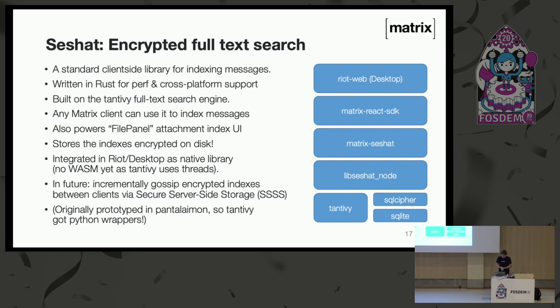Interesting things that we can do with Seshat is that it's cross-platform in Rust, so we could easily integrate it in other clients, not just Riot, but any Matrix client can use this in future. We can also potentially incrementally gossip the encrypted indexes between each other. And a really fun thing we've done is to pipe all of the data through SQL Cipher before storing it in SQLite, as well as adding encryption support to Tantivy, so that it's literally decrypting your E2E history, indexing it, and then storing it to disk locally as in turn encrypted messages.